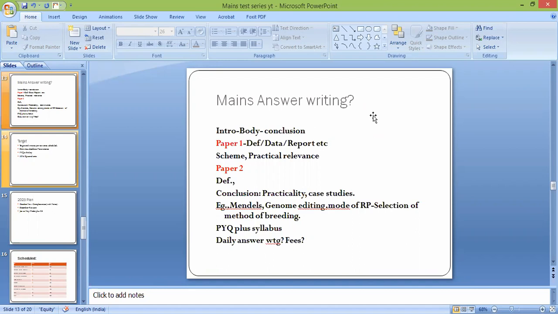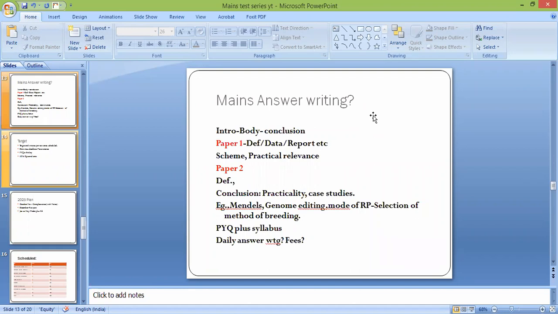For example, in Mendel's, the genome editing, the mode of reproduction, selection of the method of breeding. If they ask about genome modification, then you can conclude with genome editing, that there is a tool which is coming up, which may aid, and in future it may lead to GM products also being given regulatory relaxation.